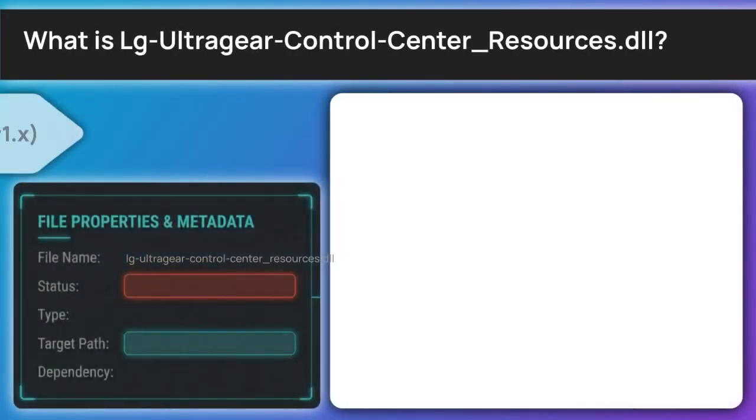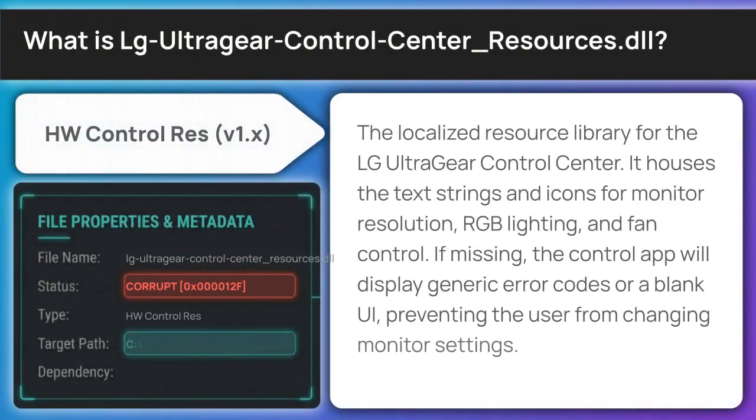This is the Lg-Ultragear-Control-Center Resources, the localized resource library for the Lg-Ultragear-Control-Center. It houses the text strings and icons for monitor resolution, RGB lighting, and fan control. If missing, the control app will display generic error codes or a blank UI, preventing the user from changing monitor settings. Now let's apply the fix by reinstalling the shared system library.